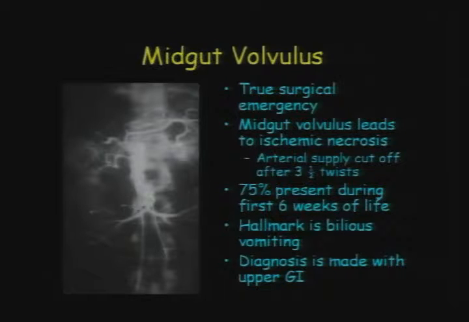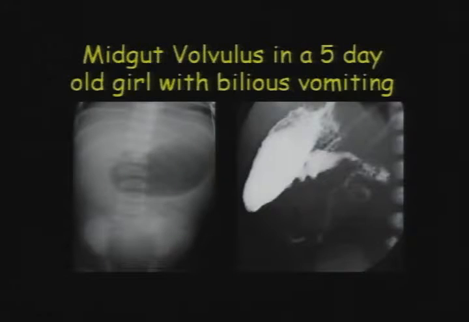And the hallmark is bilious vomiting. The diagnosis is made with an upper GI, not a barium enema. This position of the cecum, if it's abnormal, can help you, but you can have a normally positioned cecum and still have malrotation of the midgut.